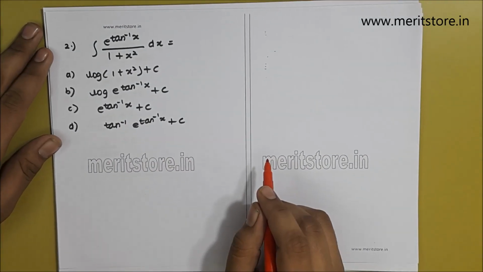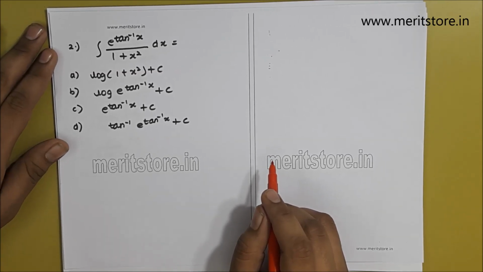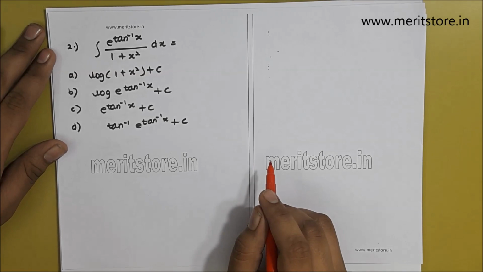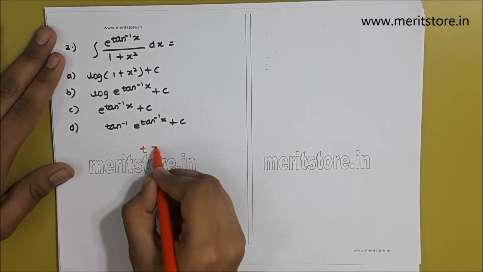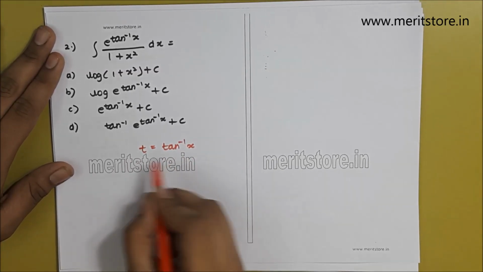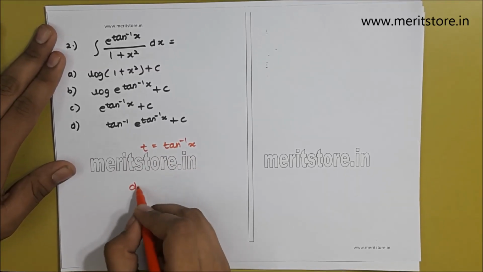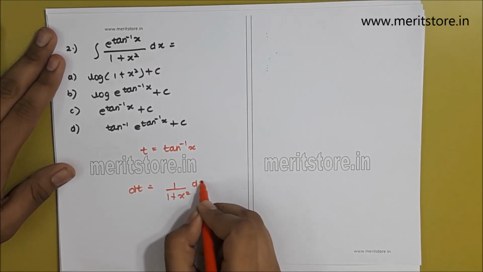Question number 2. Integration of e raised to tan inverse x upon 1 plus x square dx is equal to. Now in this question we can substitute t is nothing but tan inverse x. Put t is equal to tan inverse x. Now differentiating both the sides, what we get is dt is equal to 1 upon 1 plus x square dx.